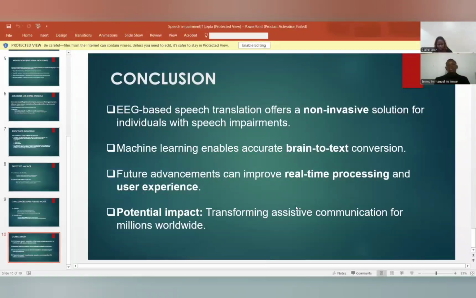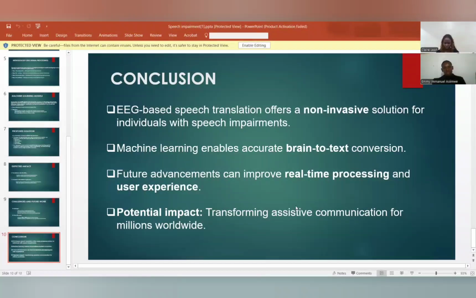So EEG-based speech translation offers a non-invasive solution to individuals. It's going to work on individuals with speech impairment. It's going to enable brain-to-text conversion. Then future advancements can improve real-time processing, where someone could have their phone and send a message to someone without necessarily typing on the phone. So it could work with that real-time processing.